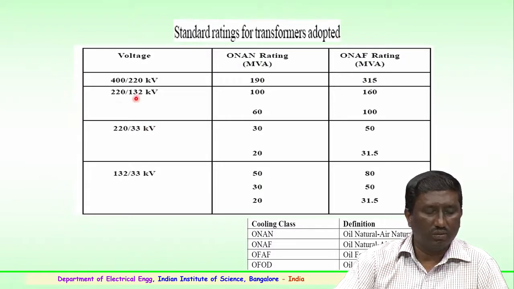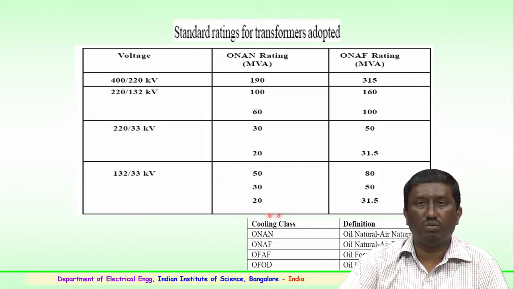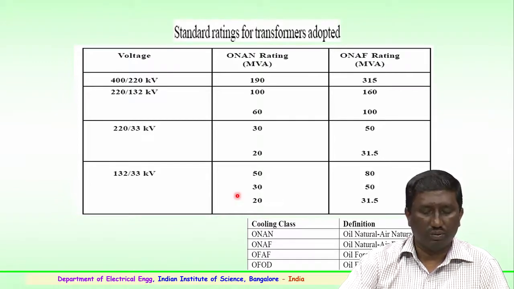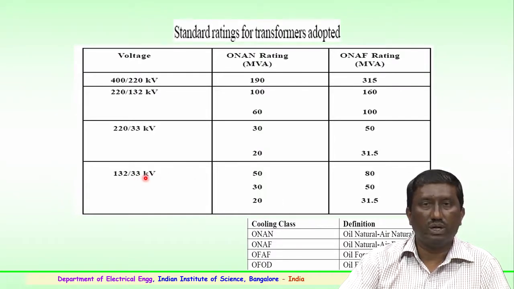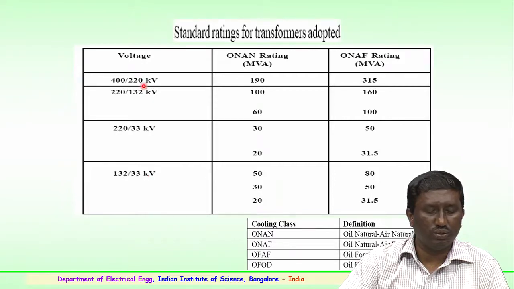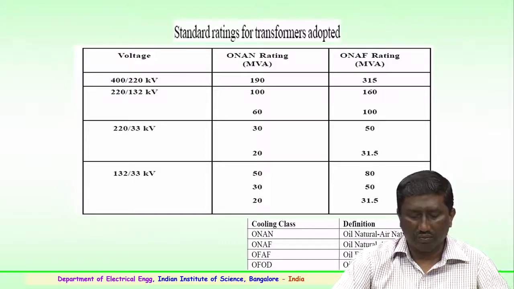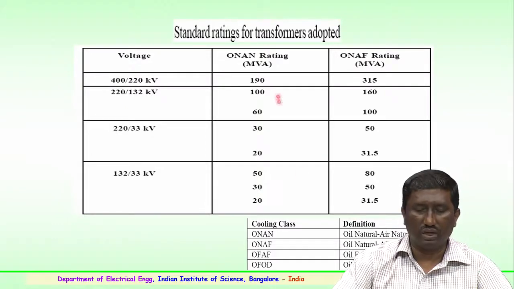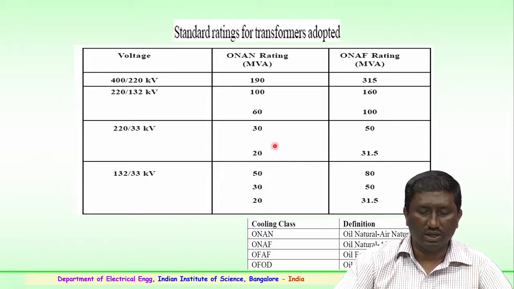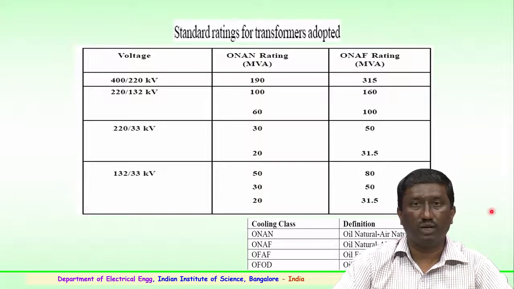Similarly, for various voltage levels, these are the ratings of the transformers which are adopted for typical substations, from a 33 kV distribution substation to a 400 kV transmission type of substation. For various cooling classes of the transformers, the ratings have been chosen or adopted.